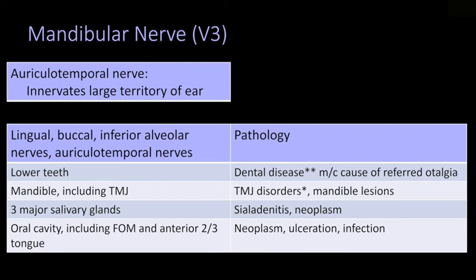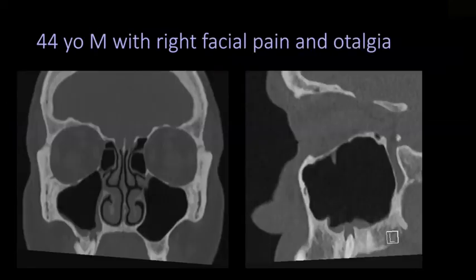And pathology includes dental disease, which is the most common cause of referred otalgia, and TMJ disorders, which is the second most common cause. And then you can have infections and tumors of the mandible, the salivary glands, and oral cavity. They can all cause otalgia. So here we have a 44-year-old male who reported a history of chronic right facial pain and otalgia. And on the scan, you can see periapical lucency surrounding the roots of the right maxillary molar tooth and dehiscence of the overlying right maxillary sinus floor.